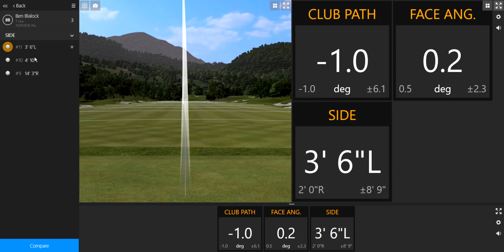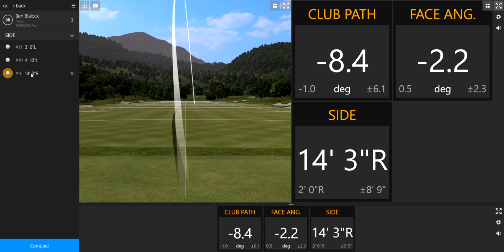Now, if we go to the next shot, I'm going to show you an example of the type of thing that I see pretty regularly. This would be a great outcome for a player. This would be a sort of post-instruction example where we have a club path moving to the left of the target, what many of you might think of as an outside-to-in golf swing. This is, again, a right-handed player. So our club path is moving to the left, 8.4 degrees.